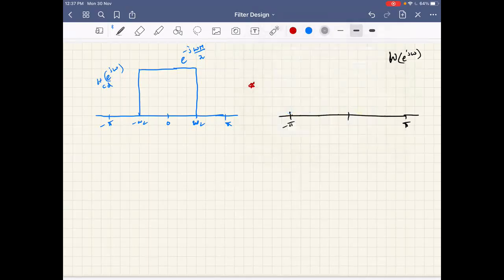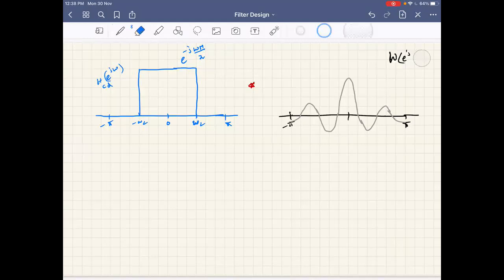So let us sketch with a lighter color. Similarly, this side. Okay, so let this be. I think it has gone up. So this be the W e power j omega.